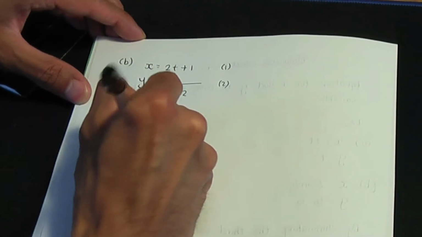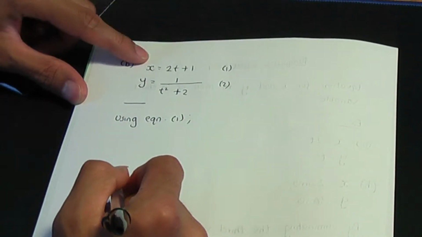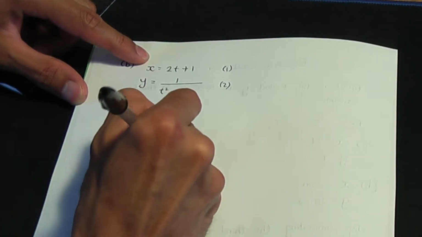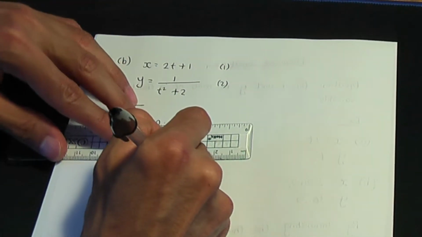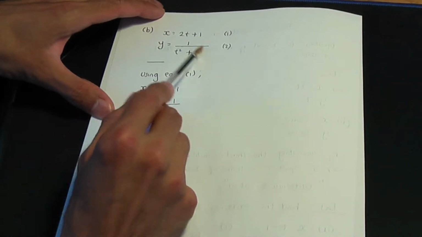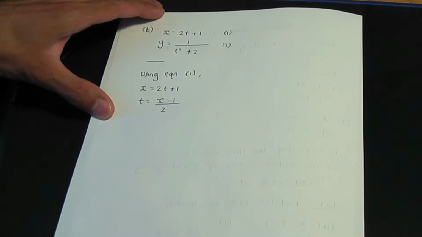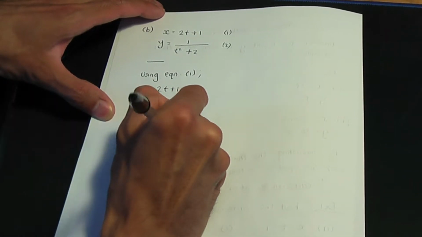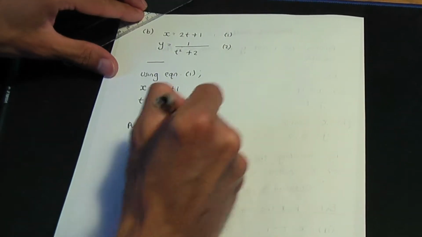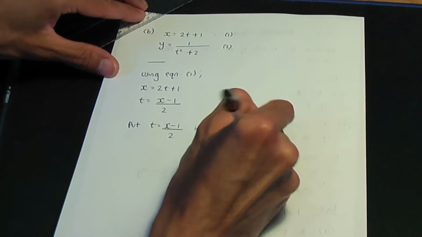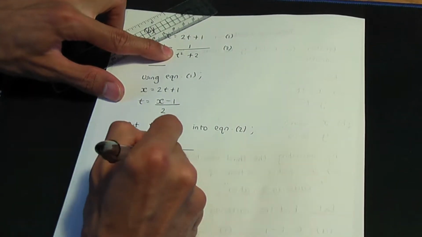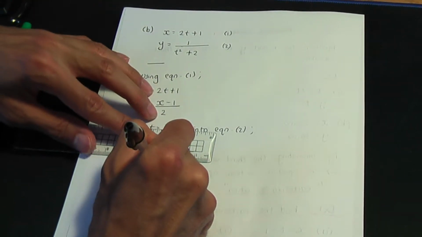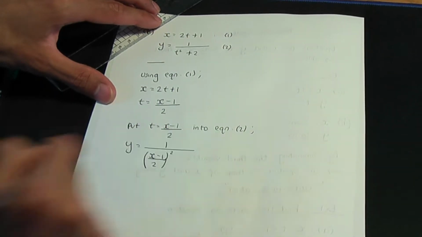So using equation number 1, so if I rearrange equation 1, so currently x is 2t plus 1. So if I rearrange, t will be x minus 1 divided by 2. Okay? Now, if I replace the t in equation 2 by x minus 1 over 2, we're going to get the Cartesian equation. So if I put t is equal to x minus 1 divided by 2 into equation number 2, we're going to have y is equal to 1 divided by t, which is x minus 1 divided by 2, and don't forget to square, so squared, plus 2.